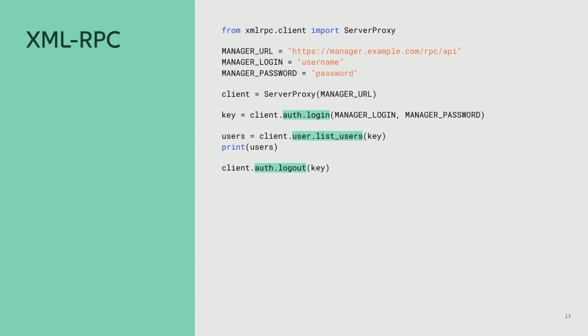And this session key is going to be the first argument that I'm going to use from now on for every method call I'm making. As you can see also in this second call to user.listUsers, the only argument needed is the key by default. And then I'm just printing the list of users, and then I'm logging out.